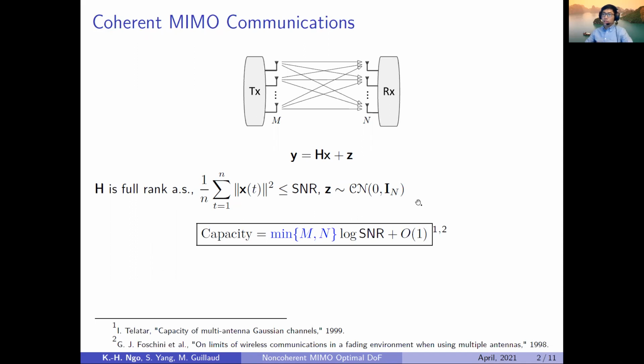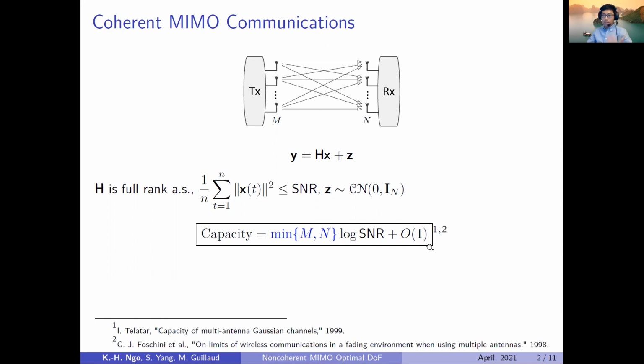Then it has been shown that the capacity of this channel scales as the minimum number of transmit and receive antennas multiplied by the log of the SNR, plus a constant term. So this number, the minimum number of transmit and receive antennas, is the pre-log of the capacity with respect to the SNR, and it is called the degrees of freedom of the channel.